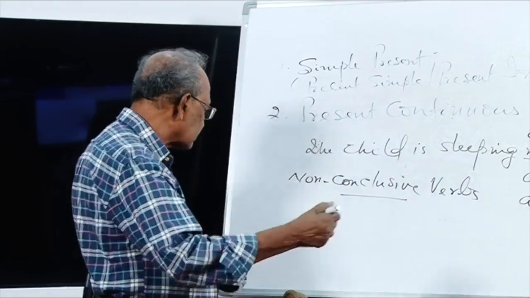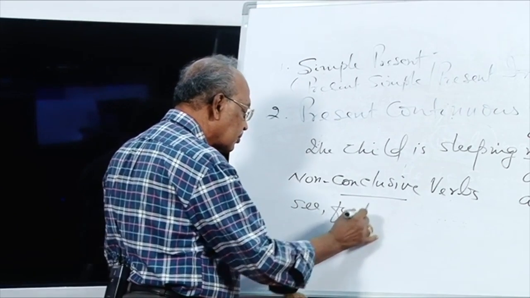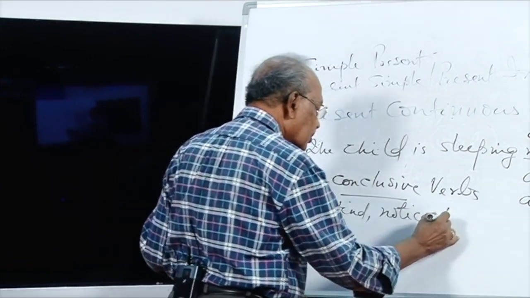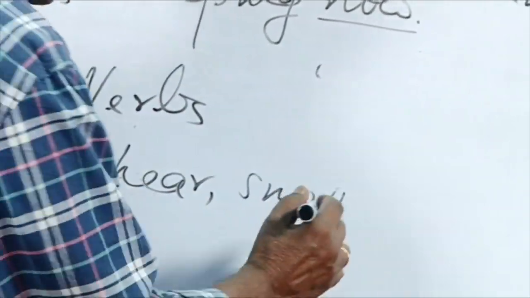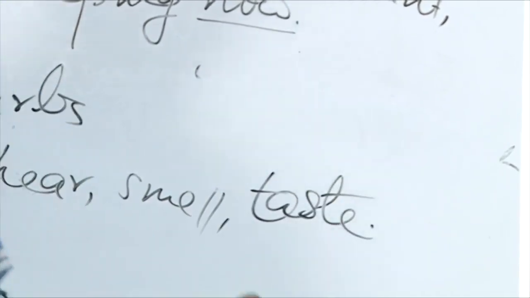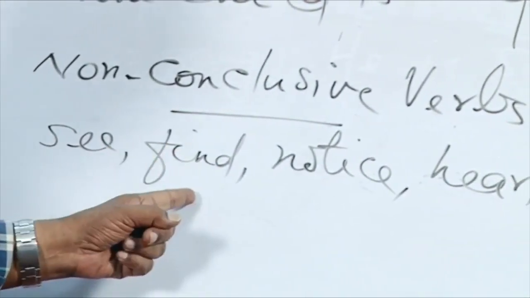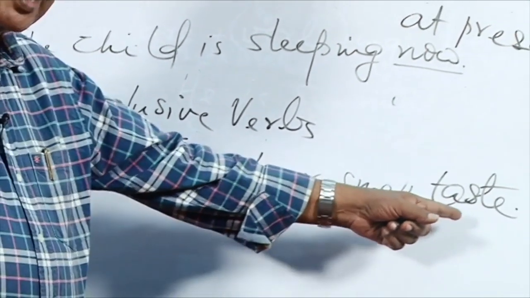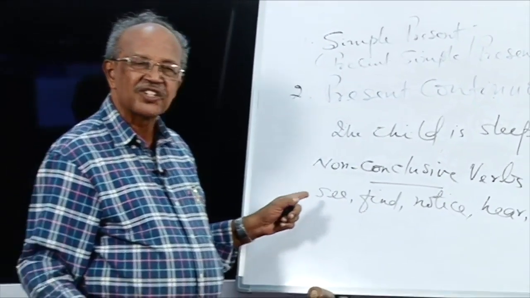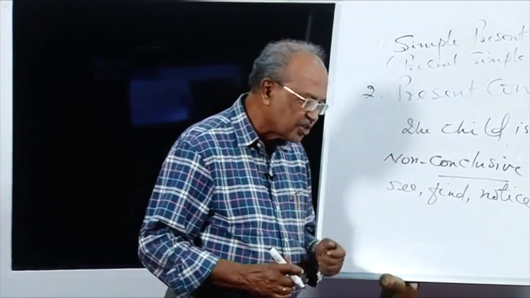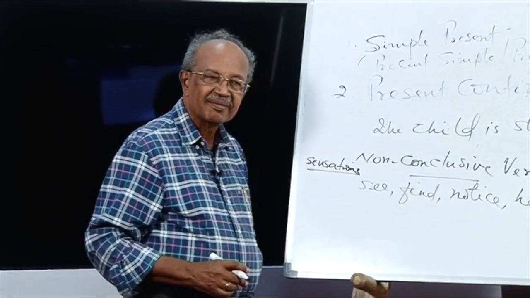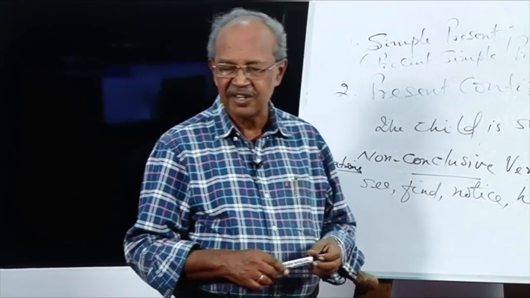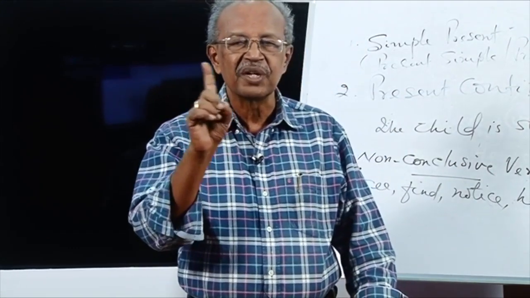See, you take these verbs: see, find, notice, hear, smell, taste. These are the actions of the sense organs. Actions of the sense organs are known as sensations, S-E-N-S-A-T-I-O-N-S, sensations. You know, actions of the sense organs or sensations cannot be stopped or started at will.